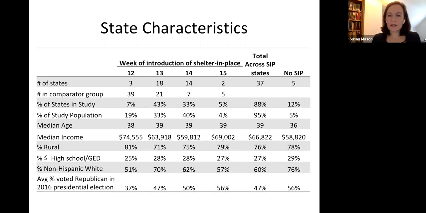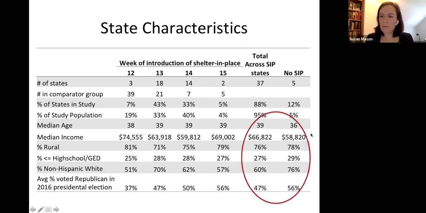These are the characteristics of the states by whether or not they introduced shelter in place. It's probably easiest just to look here at the total across the SIP states and non-SIP states. You can see that the median income of SIP states was higher than those in non-SIP states. The median age is a little bit older. What else? There are fewer non-Hispanic whites. There are more people of color in the SIP states.